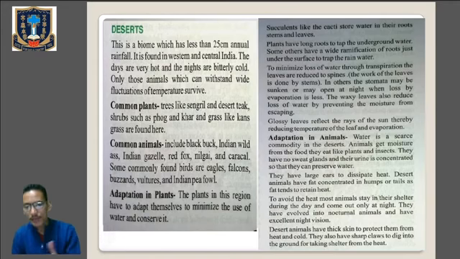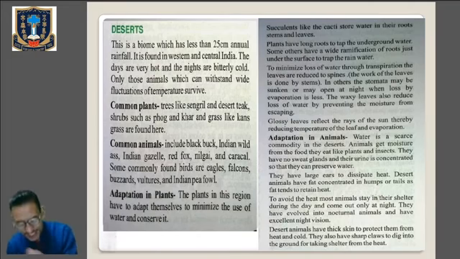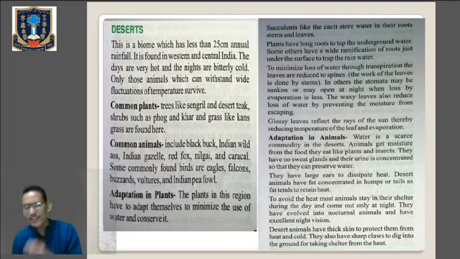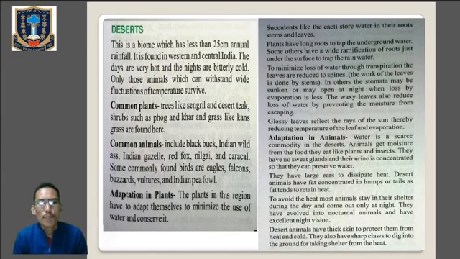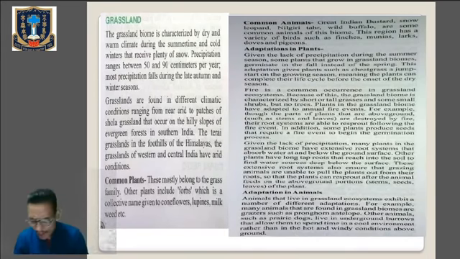Okay, now desert animals have thick skin to protect them from the heat and the cold. They also have sharp claws to dig into the ground for taking shelter from the heat. So these are the few characteristics, or adaptive features, present among animals to survive in the desertic biome. Clear?